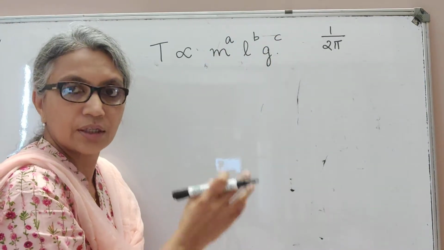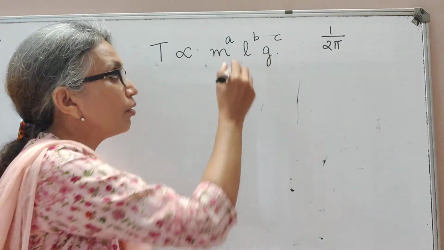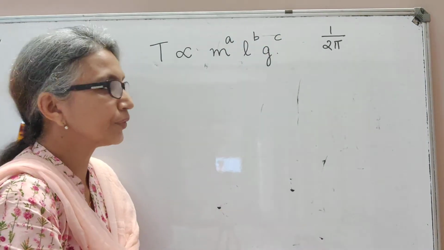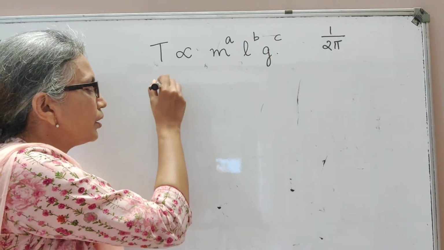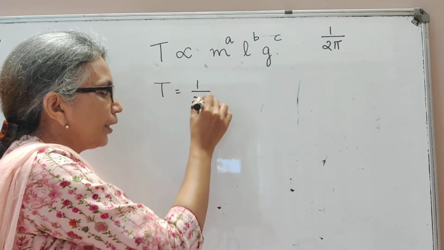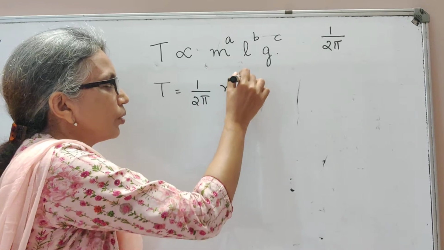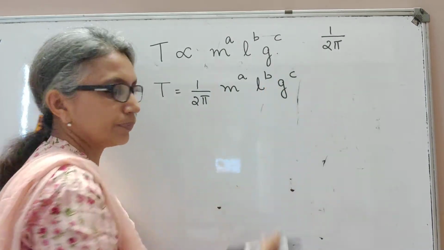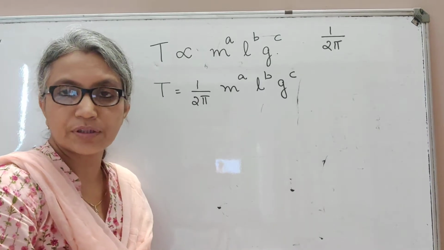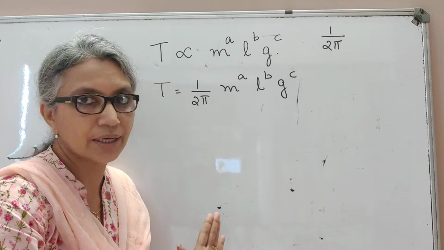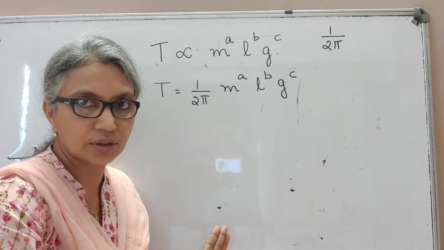What we are going to do is use the principle of homogeneity, find the values A, B and C, and then put in our final equation. So here I may write T is equal to, the constant is given to you, 1 by 2 pi, m raised to A, L raised to B and g raised to C. What does the principle of homogeneity say? It says that all the terms in an equation must have the same dimensions. Otherwise, it is not correct.